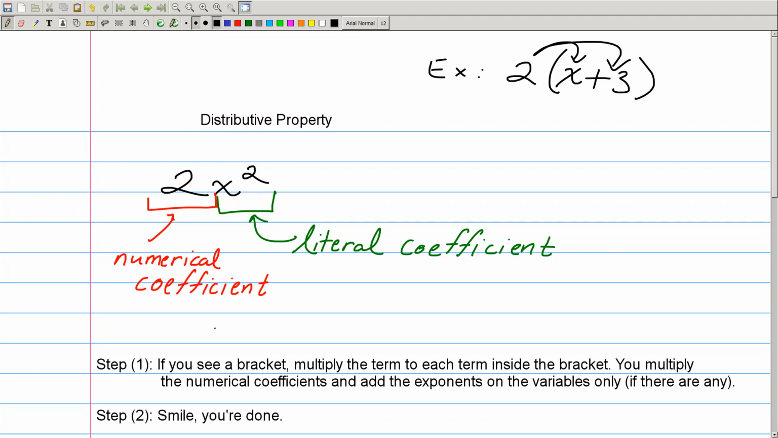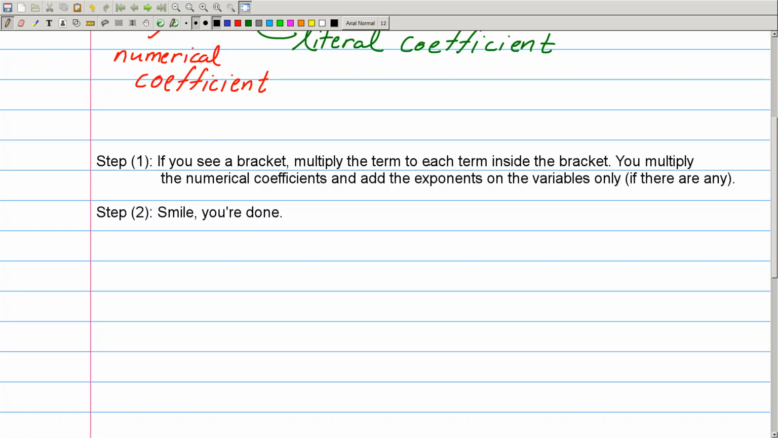But anyway, how do you apply distributive property? If you see a bracket, this is step one. If you see a bracket, multiply the term outside the bracket to each term inside the bracket, and you multiply the numerical coefficients together and add the exponents on the variables only, okay? Now, the variables here have to be the same variable. So, for example, if I'm distributing 2x into x plus 3, I would add the exponents on the two x's. But if one variable was x on the outside, but the variable on the inside was y, these letters are not the same. So adding the exponents actually doesn't apply. It's actually a power law. Okay, so let's get to it, because once you finish that off, you're pretty much done.